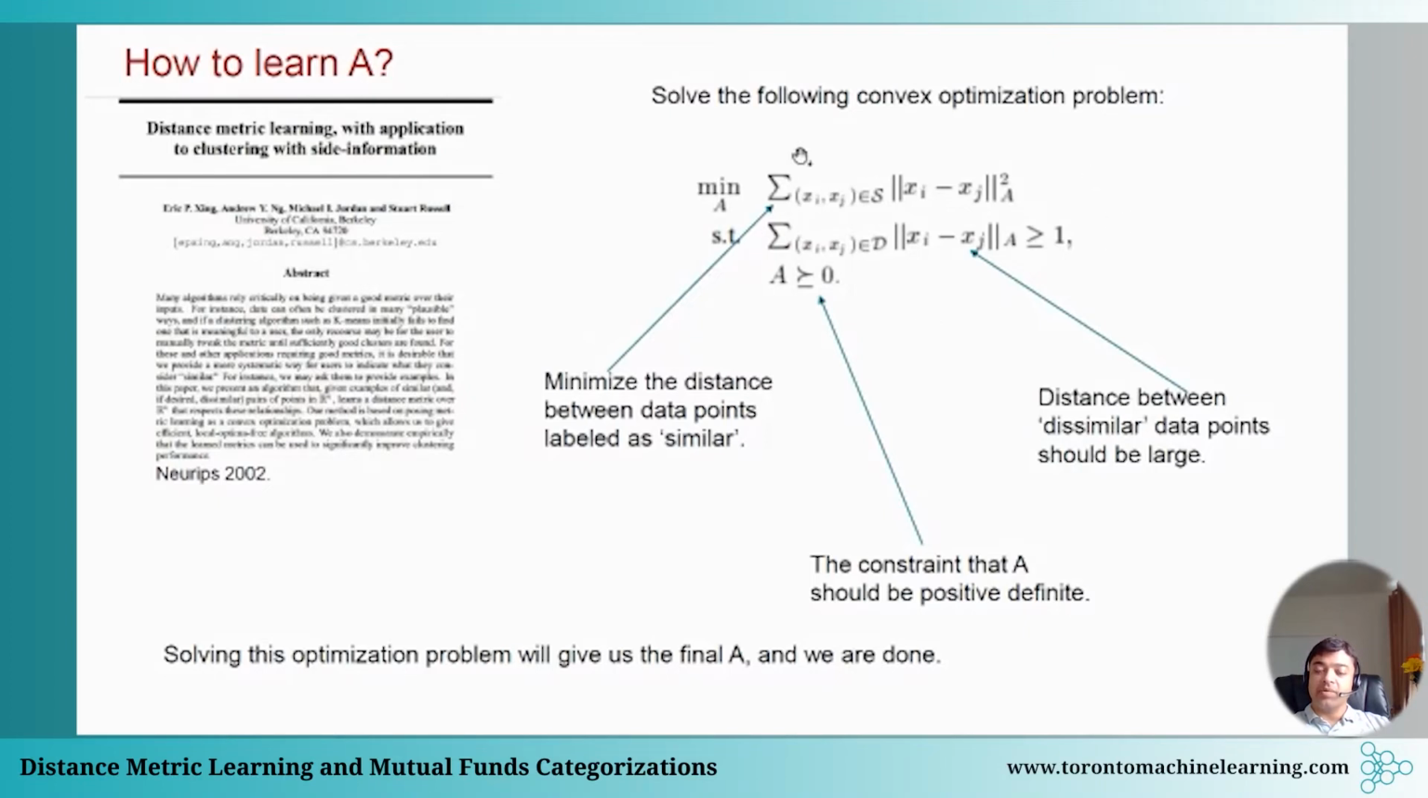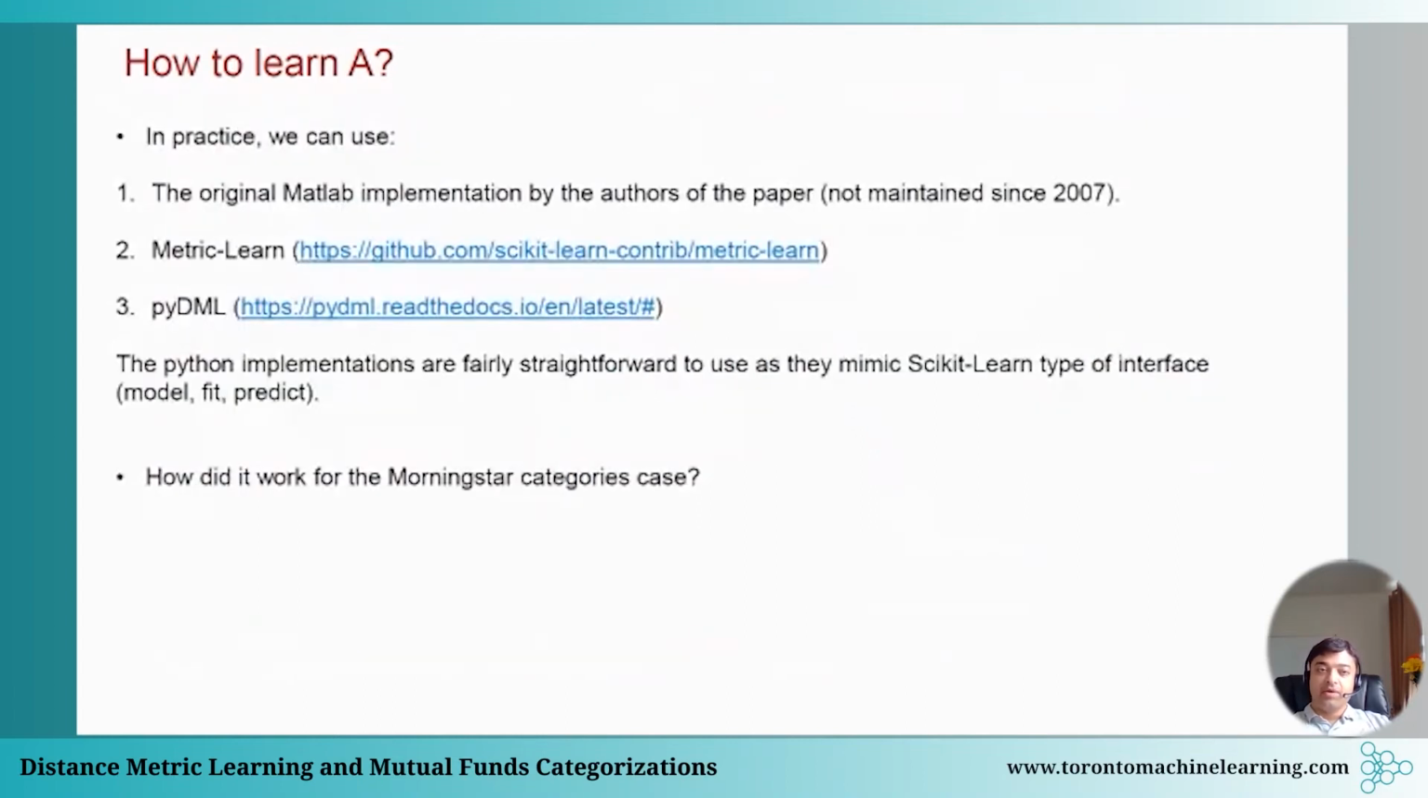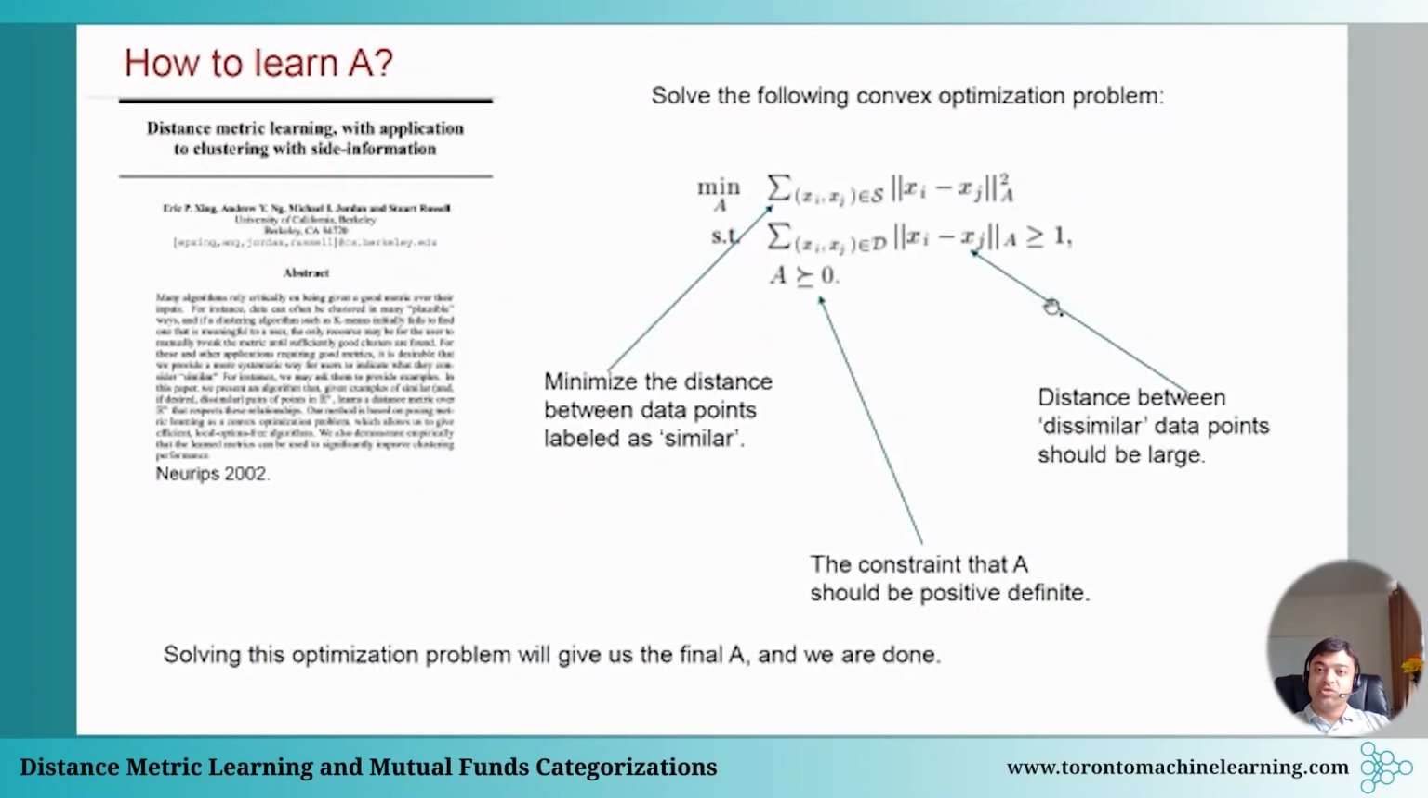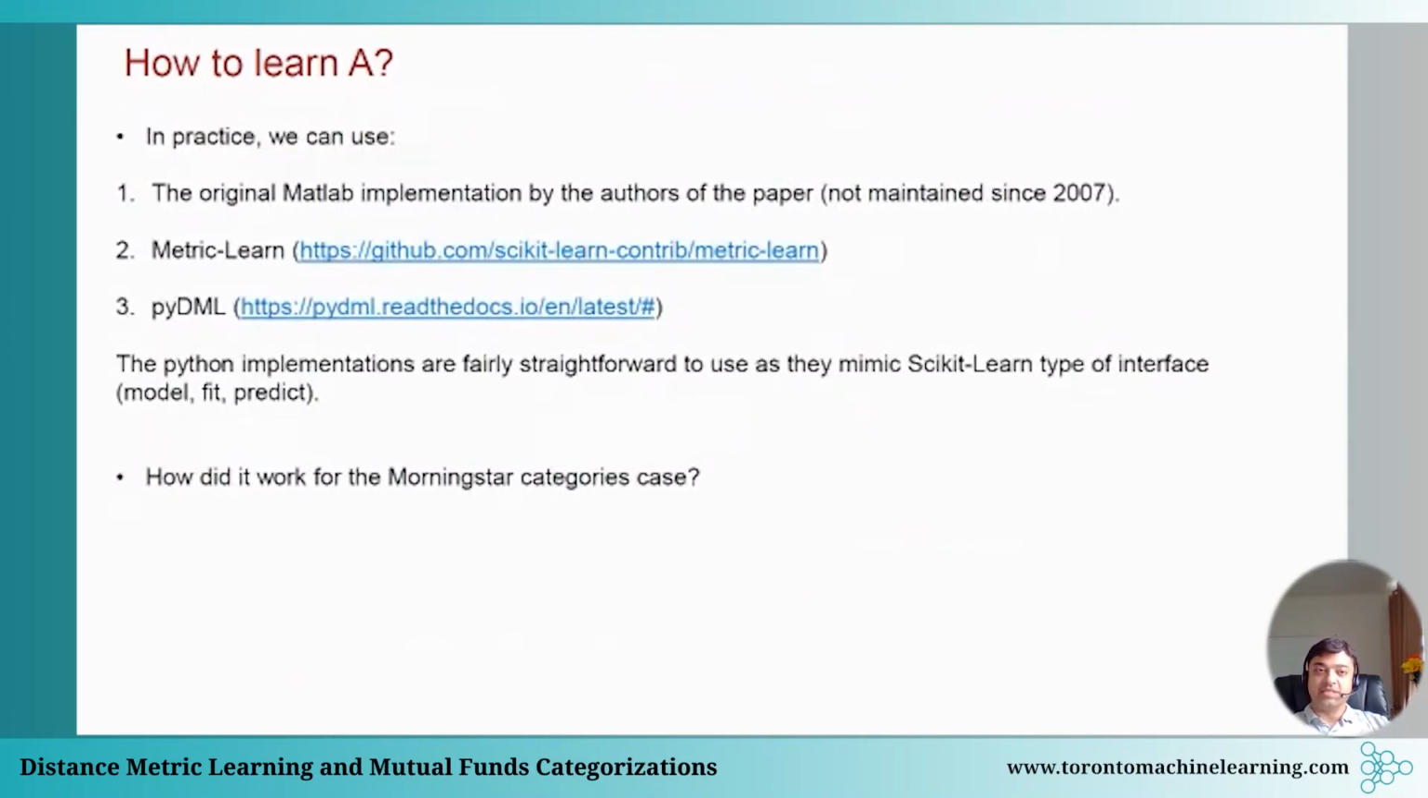They just formulated this problem as an optimization problem. The first piece minimizes the distance between data points which are labeled as similar, that is, each pair of similar points which have the same category. The second piece says that if you have dissimilar data points, make them far. The third is a more technical condition on A, so that it is still a valid distance matrix. That's the optimization formulation. Once you solve this optimization problem, you immediately get the matrix A, all the numerical values of each of its elements, and then you are done. Then you have computed the distance metric.